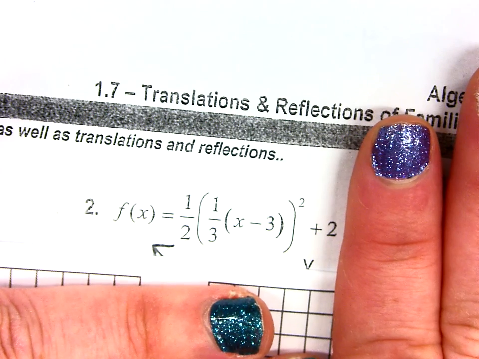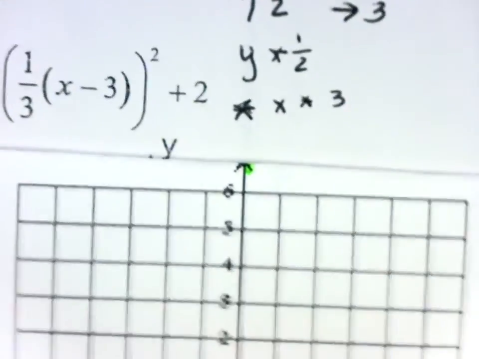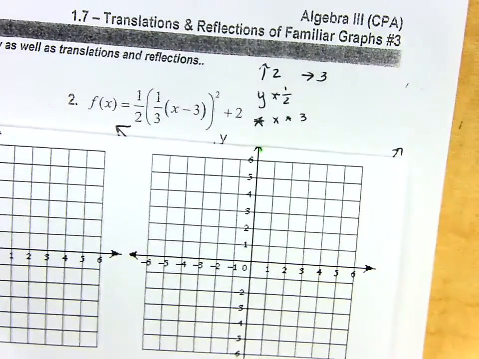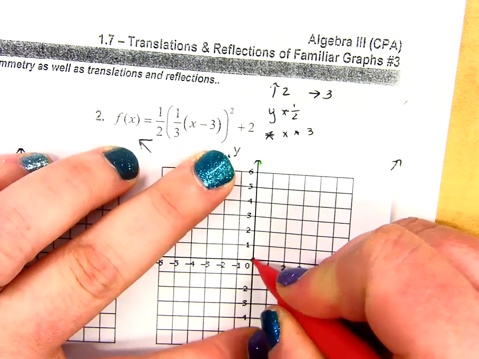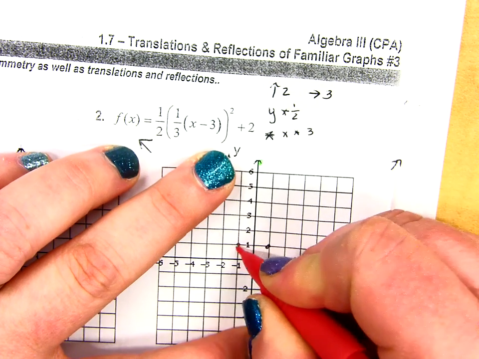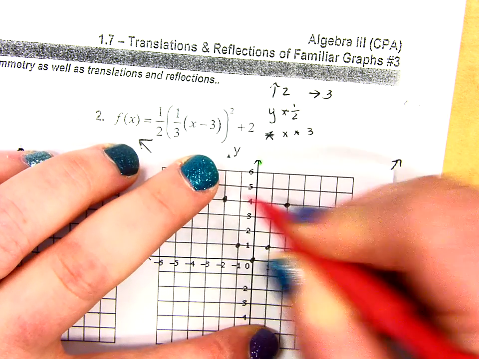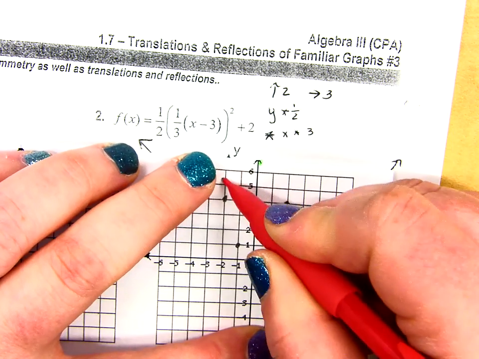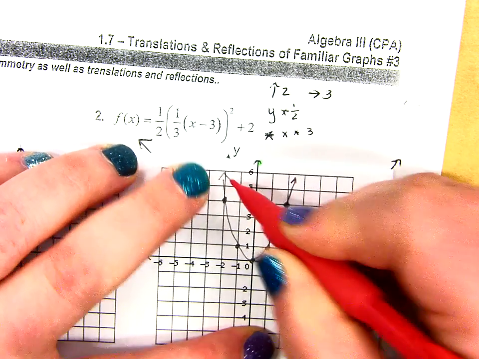Y equals x squared. So let's start by sketching the parent function. Whoa, wrong way. Okay. So remember what x squared looks like. You have your vertex at 0, 0. You go up 1. You go up 3. You'd go up 5 if you had enough. Okay, so there's the original parent function.